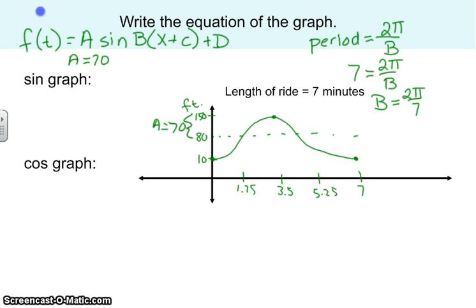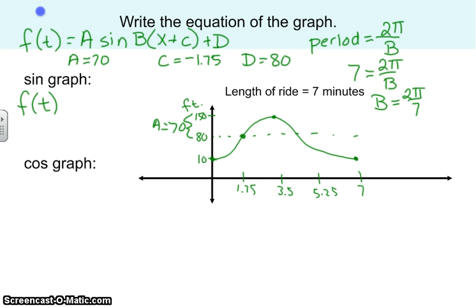Now, since I'm writing this equation as a sine curve, I want my function to actually begin there, and my sine curve has shifted to the right 1.75. So C is going to be a negative 1.75, and D is my shift of the graph, and my graph has shifted up 80. My translated x-axis is at 80. Now that I have each of these parameters, I'm able to write my function.